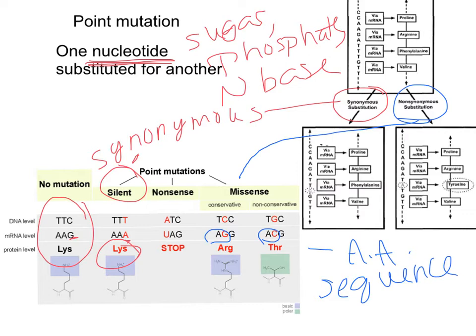We could have a protein that functions better than the original. That is rare. That does not happen as much, to get a protein that works better than the original. Or we could have a protein that works just like the original. And that's usually going to be due to the R groups.